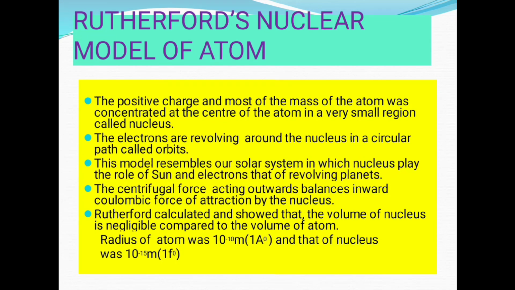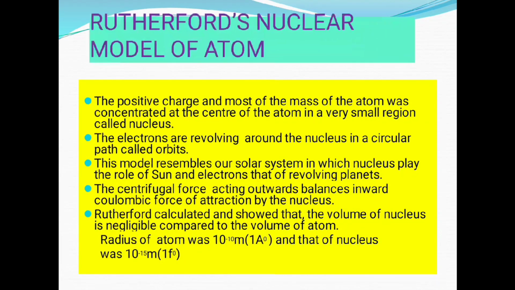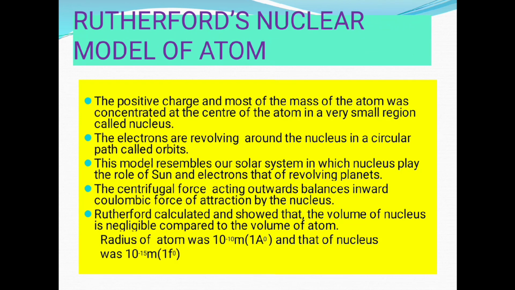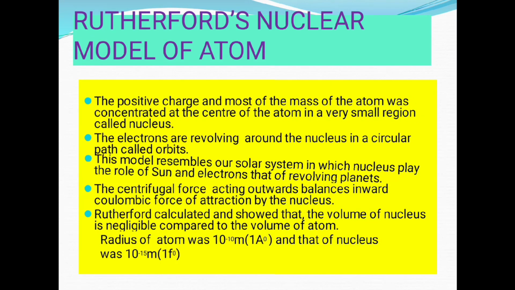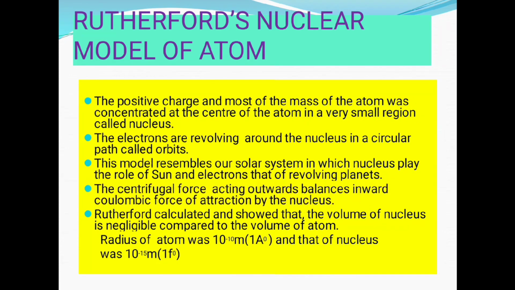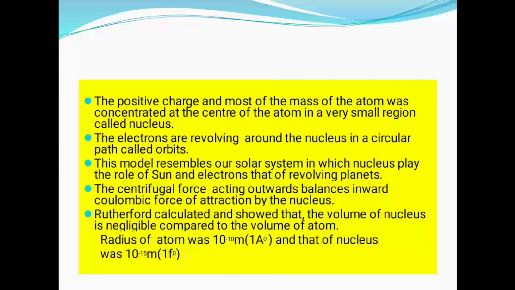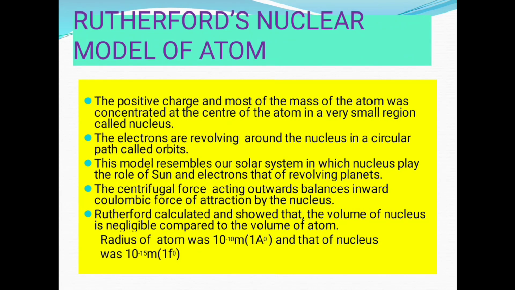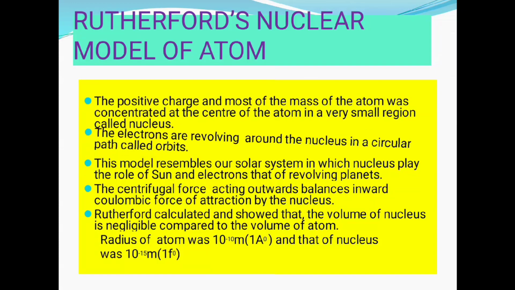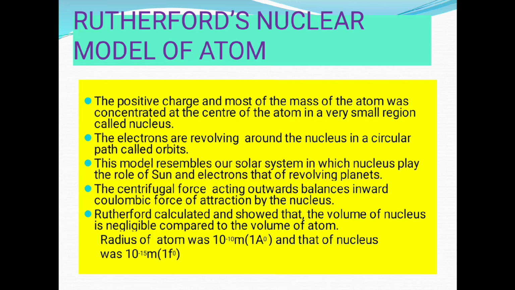According to Rutherford, all the positive charge and mass of an atom is concentrated at the center of the atom in a very small region called the nucleus. The electrons are revolving around the nucleus in a circular path called an orbit. This model resembles the solar system, in which the nucleus plays the role of the sun and the electrons that of revolving planets. The centrifugal force acting outwards balances the inward Coulombic force of attraction by the nucleus.